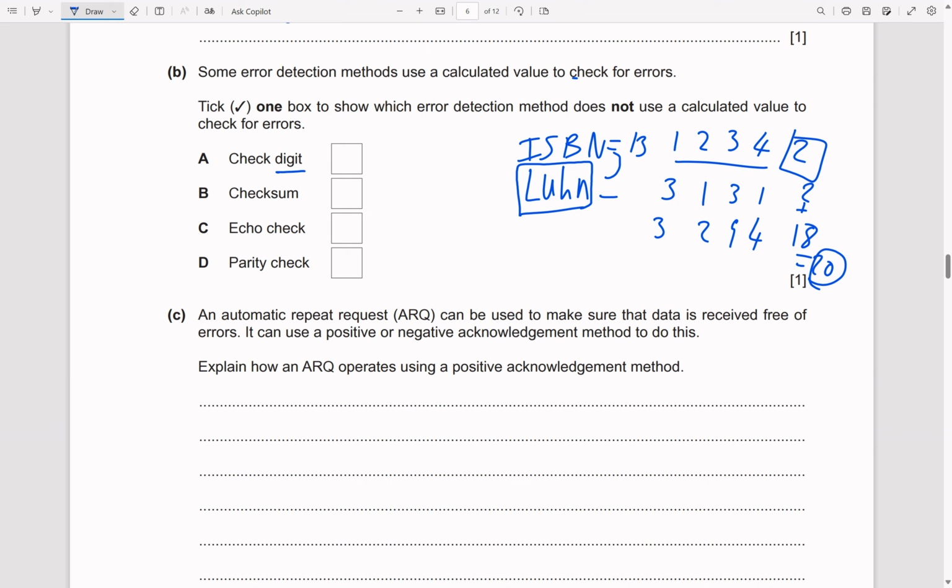Checksum is basically the same, although the difference with a checksum is, it's not just going to calculate one digit. Maybe it might calculate some 64-bit integer, or it might calculate a string. For example, in the case of hashing algorithms like MD5, also something like SHA-256, they're going to calculate a string rather than just a simple integer.